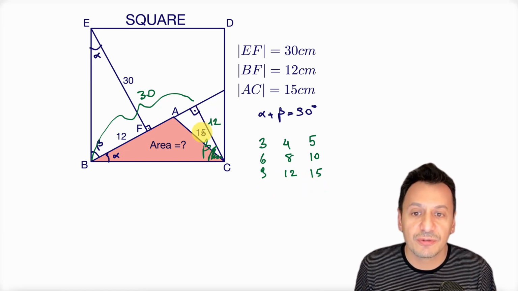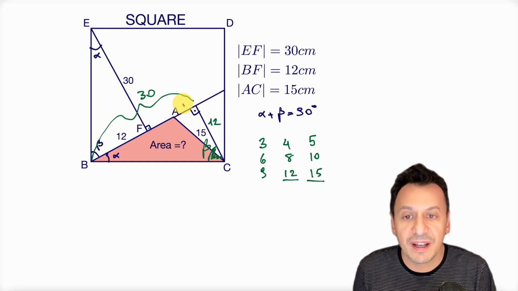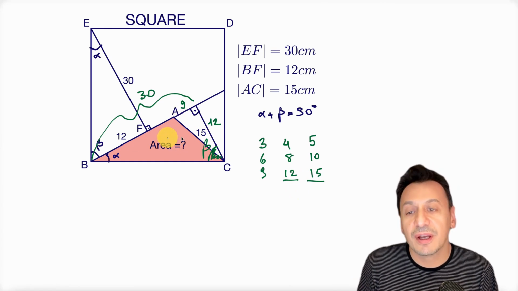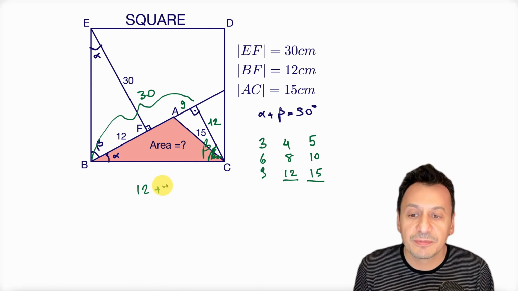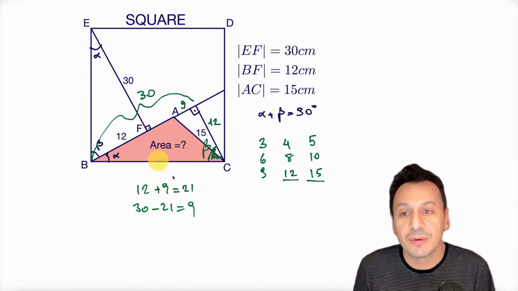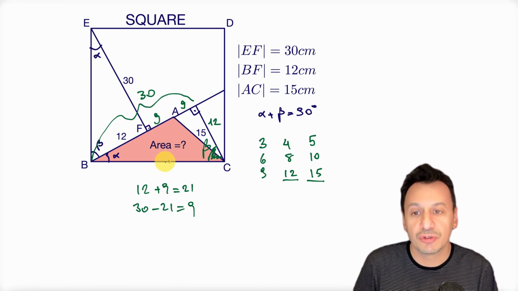This side is 12 and this side is 15. Look, so what will my other side be? It will be 9. Now, here I add 12 and 9, 21. I subtract it from 30, and thus, I find the length of the short line segment here. This part will also be 9.